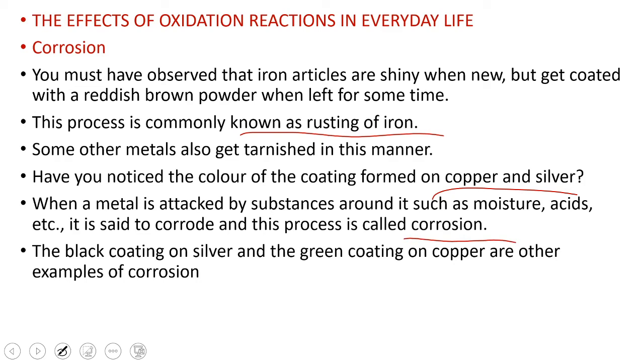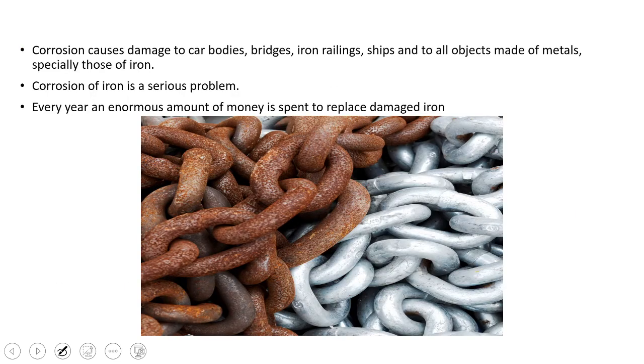The black coating on silver and the green coating on copper are other examples of corrosion. Here is the diagrammatic representation. See, iron initially looked like this, but after rusting, a reddish-brown coating appears on the iron, because iron reacts with oxygen and forms iron oxide.